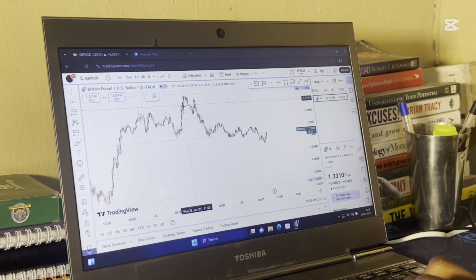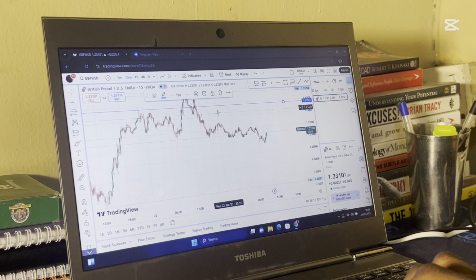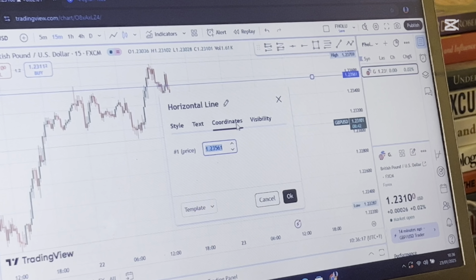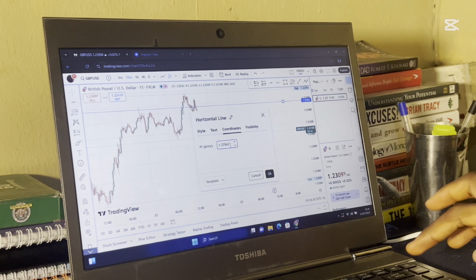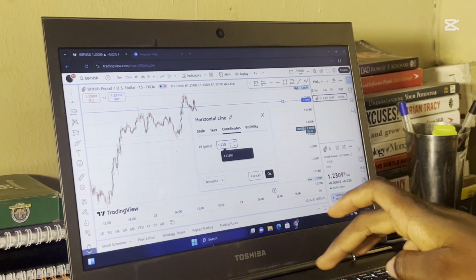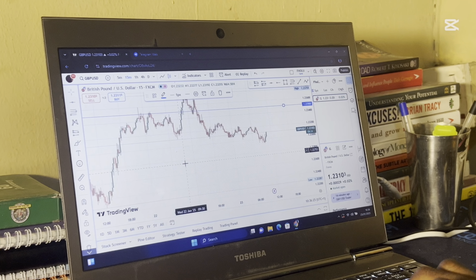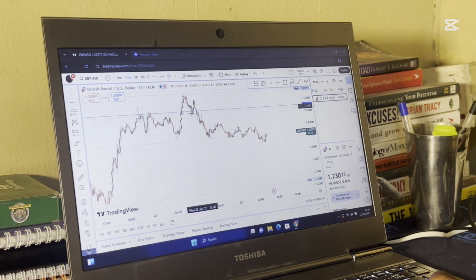So I have to just take my horizontal line and click it here. All I have to do is double click, then I put it on coordinates and edit it to be 13500. If you want me to do a video on how to plot psychology levels, let me know in the comment section. I would be willing to do that. So immediately I have my psychology levels here.